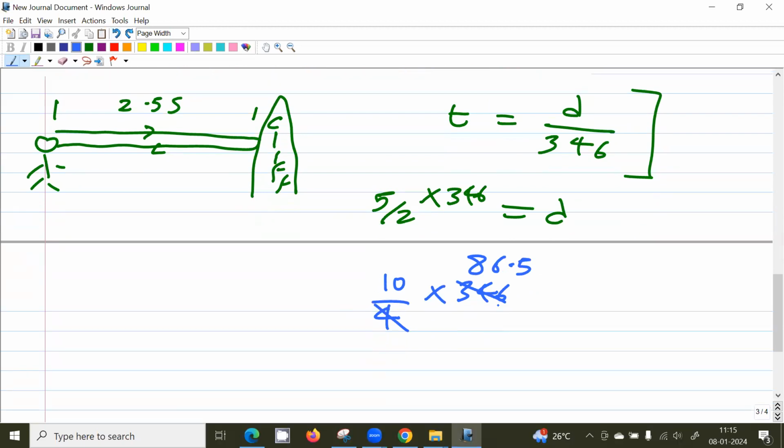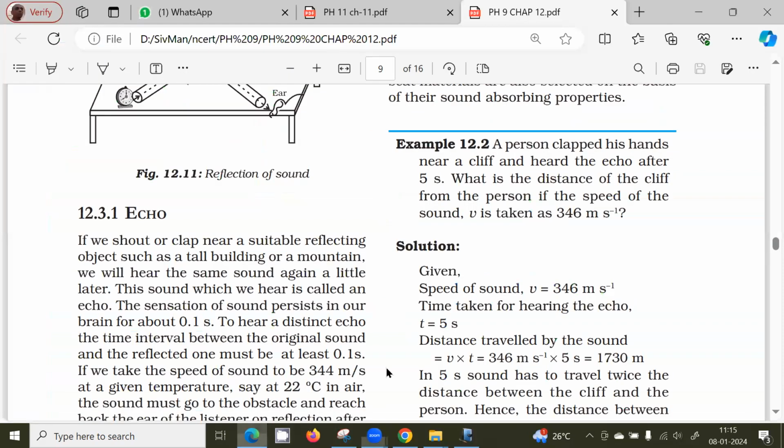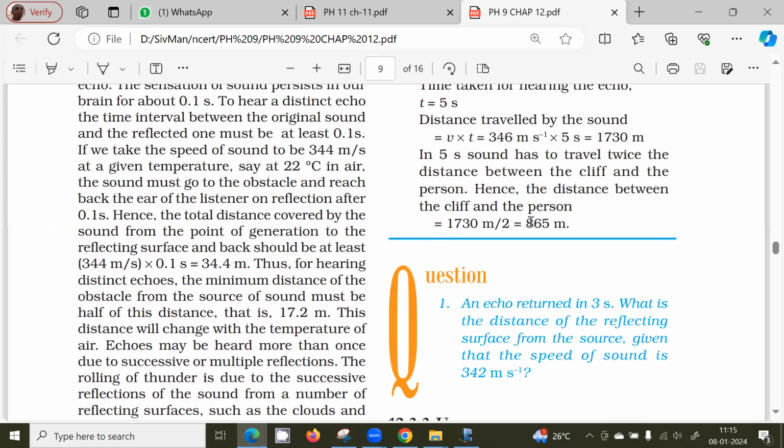And 4 is not dividing exactly. So 4 times 8 is 32. The remainder is 2. 26, so 4 times 6 is 24, and the remainder is 2. And 2 by 4 is 0.5. So this is equal to 865 meters. Let me check the answer. Correct. 865 meters.